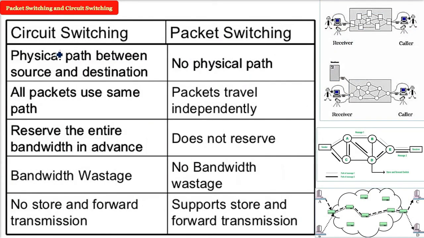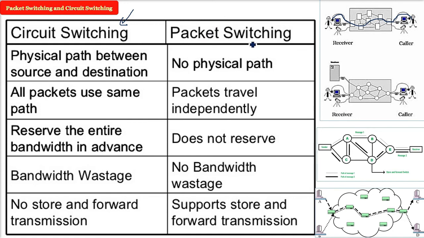What are the differences between a circuit switching network and a packet switching network? How will the connection be established? Circuit switching is connection oriented. Packet switching is connectionless. Packet switching is unreliable, circuit switching is reliable. How? See, in circuit switching, when you call, there is a permanent route established, that is, the physical path between source and destination is established. So this is the physical path when you are using a circuit switching network.